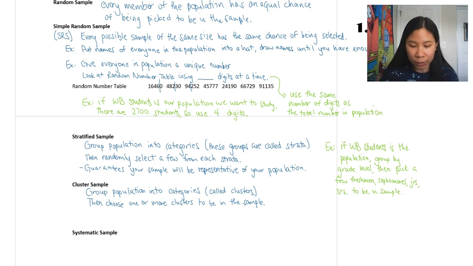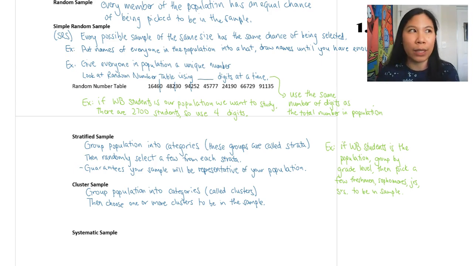So with these clusters, rather than picking a few from each cluster, we're going to choose an entire cluster to be in the sample. So what this looks like is if we're using West Broward students again as our population, then if we group them by category or by grade level, then we would choose like all of the freshmen or all of the juniors to be in our sample. This might result in a really big sample. It might not. That really depends on how you group them.